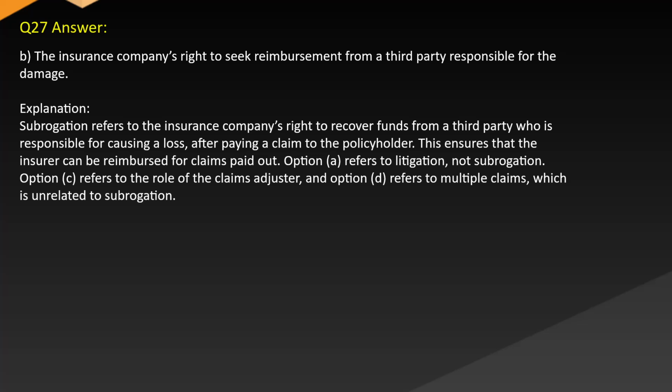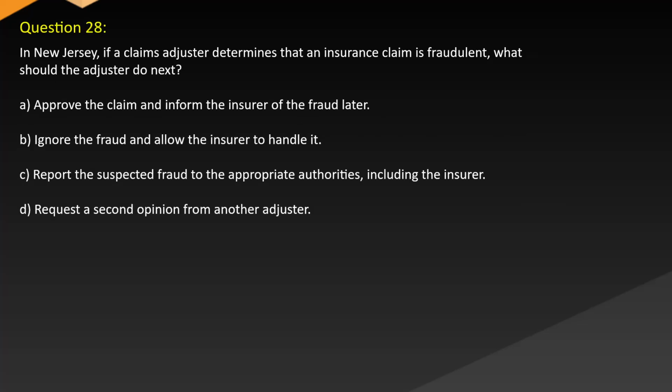Question 28. In New Jersey, if a claims adjuster determines that an insurance claim is fraudulent, what should the adjuster do next? A. Approve the claim and inform the insurer of the fraud later. B. Ignore the fraud and allow the insurer to handle it. C. Report the suspected fraud to the appropriate authorities, including the insurer. D. Request a second opinion from another adjuster.